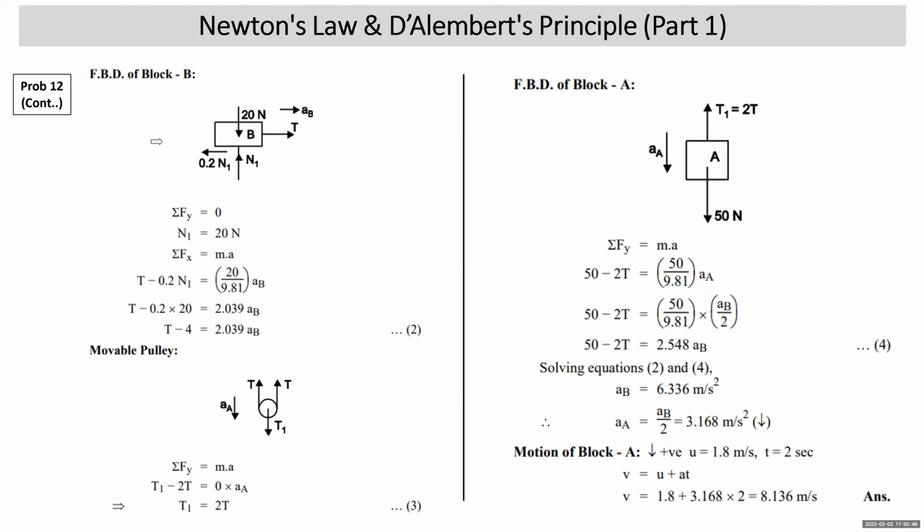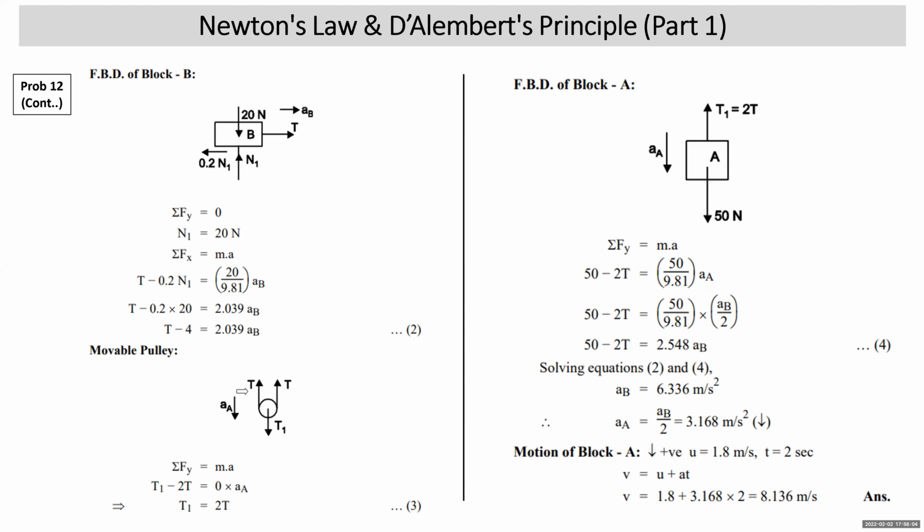Now, we first draw the free body diagram of block B. Its weight is vertically down, normal reaction, tension towards right, and friction is to the left as motion is to the right. Applying sigma Fy is equal to 0, N1 is 20 Newton. Sigma Fx is MA: T minus 0.2 N1 is equal to MA. M is W upon G, so you get one equation.